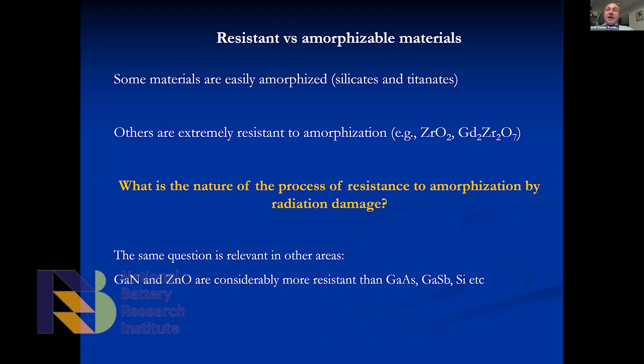The question we asked, what is the process that governs this amazing ability? And we also realized that the same exists outside the area of nuclear waste. For example, these semiconductors here, gallium nitride and zinc oxide, what of course people do, they try to dope them to alter their electronic properties. And you don't want the doping to amorphize, to destroy the system, right? And what has been realized is that if you take gallium arsenide and you bombard it, you dope it, then it becomes amorphous and disordered much more readily than gallium nitride. So gallium nitride is much more resistant to radiation damage than gallium arsenide. And the question is why, right?